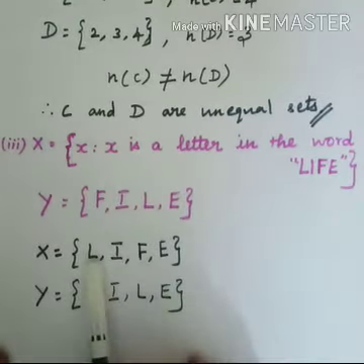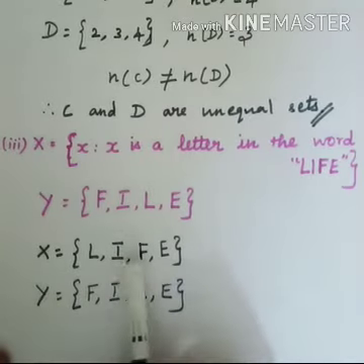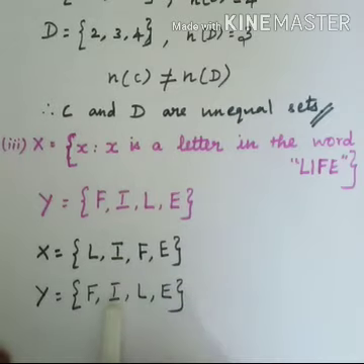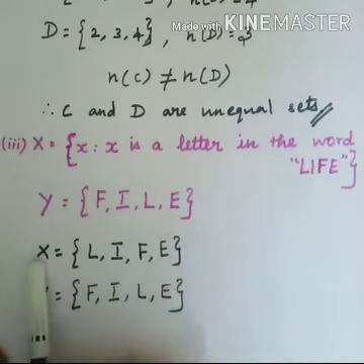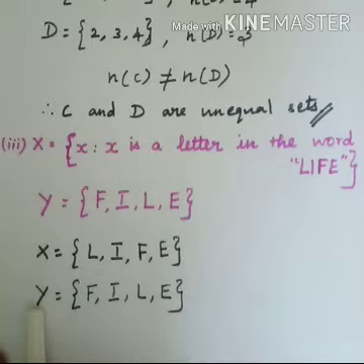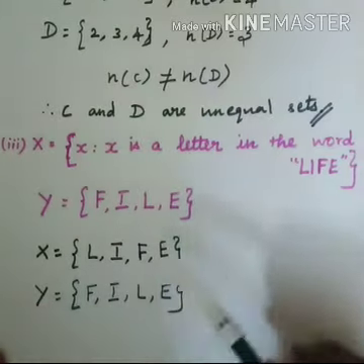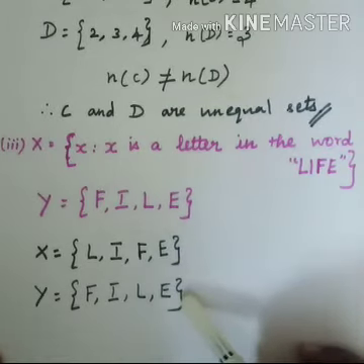The element L is there in X. L is also there in Y. And the element I is there in X. I is also there in Y. The element F is there in X. F is also there in Y. The element E is there in X and E is also there in Y. So X and Y have exactly the same elements.